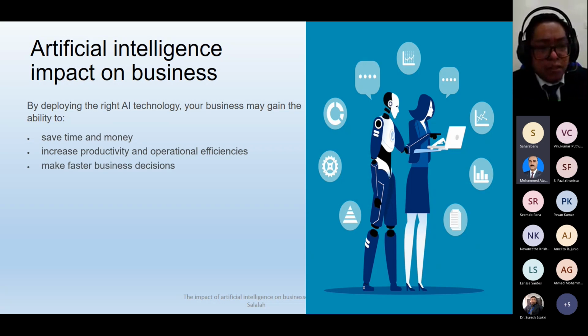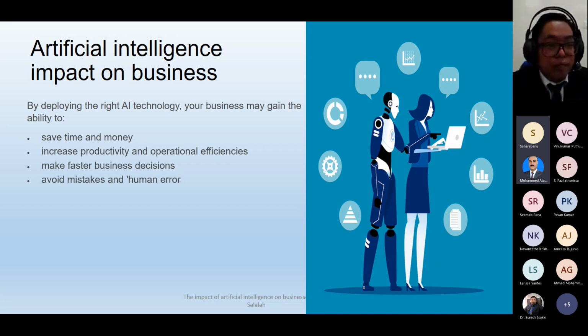Make faster business decisions, and based on what? Based on outputs. But if we are talking about outputs from the business point of view, I believe we have to talk about the cognitive side of technology. But that would be another type of discussion, where we will be dealing with cognitive technologies and the business point of view.